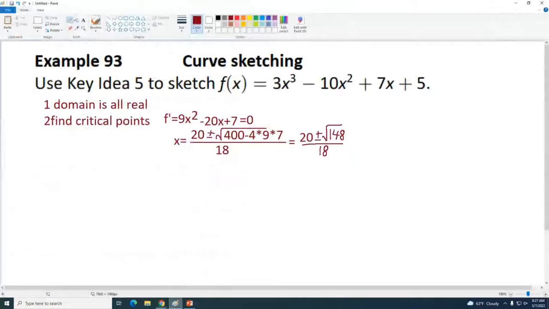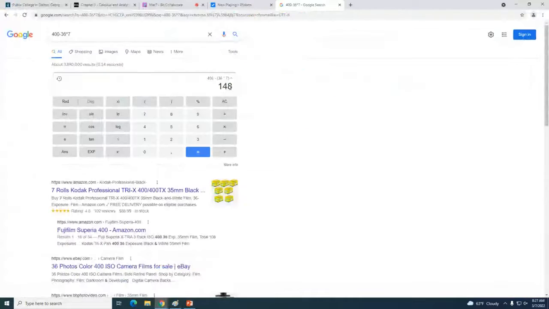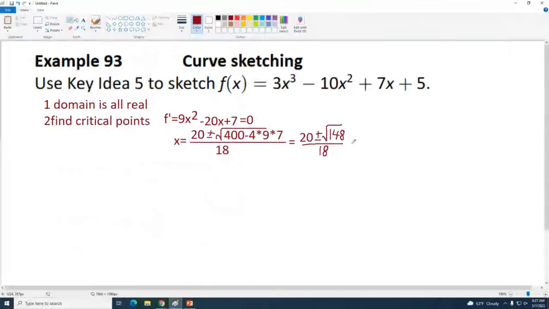Four, 9, 7, 36 and 7. Okay. So how do you simplify it? 2 root 37. So this is equal to 20 plus or minus 2 root 37.